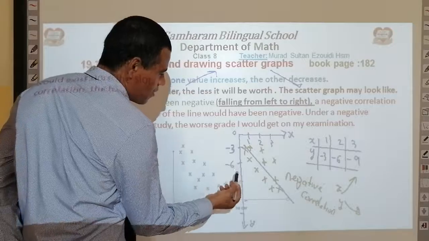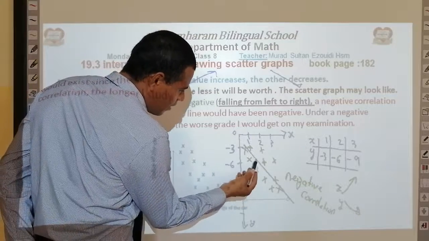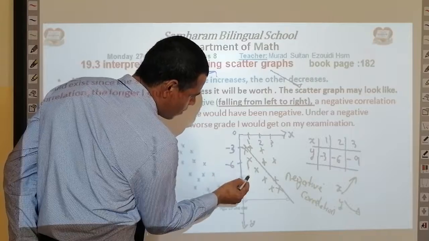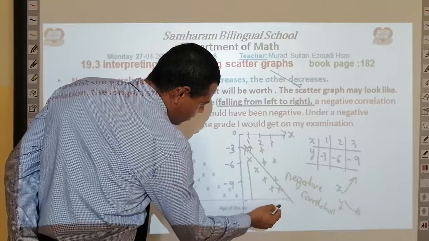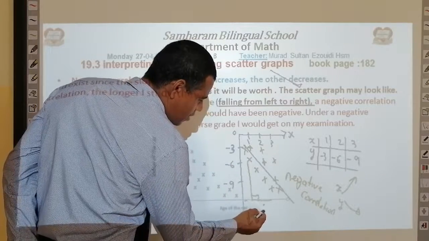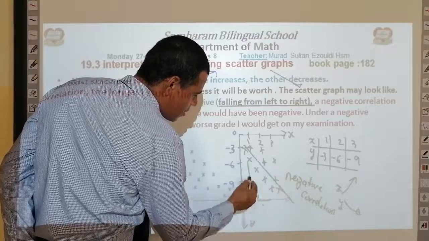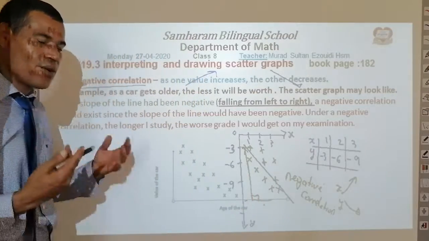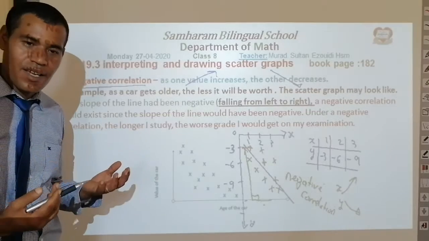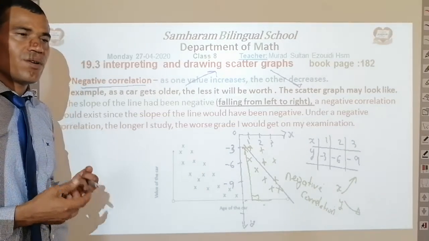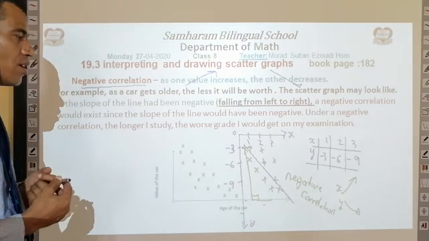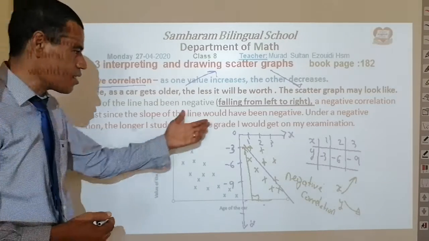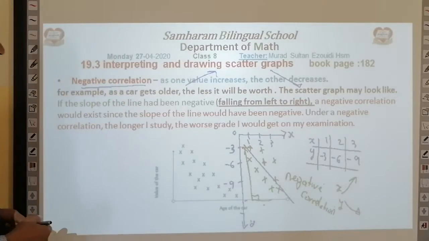And if you would like, for example, to find the gradient, it's easy. Just draw what? A right angle triangle and take the change in y divided by the change in x. You will find a negative number. As this number is negative, it denotes that the slope is negative, and the relationship between x and y is called negative correlation.